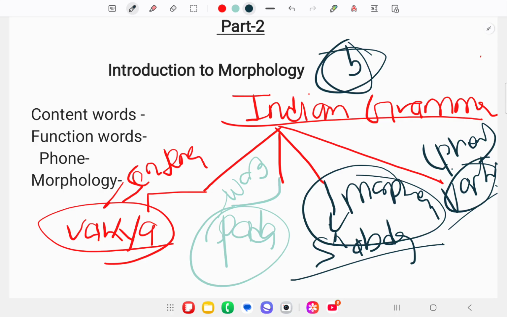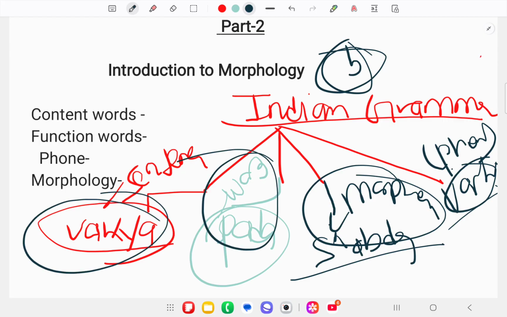When morphemes combine with each other and give meaning, then we can say that pada is composed of morphemes and vakya is composed of padas. Also, we can say that when morphemes combine with each other, they become a word. When words combine with each other, they become the vakya, which is known as a sentence.